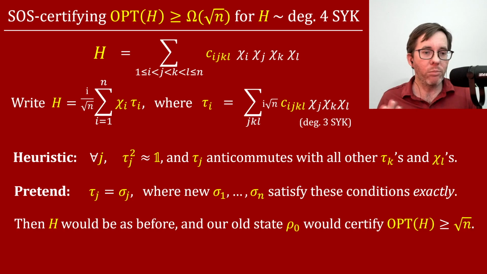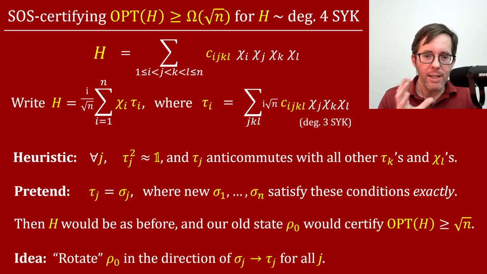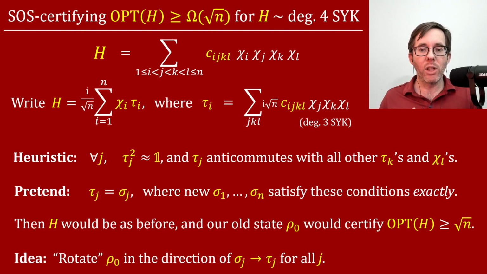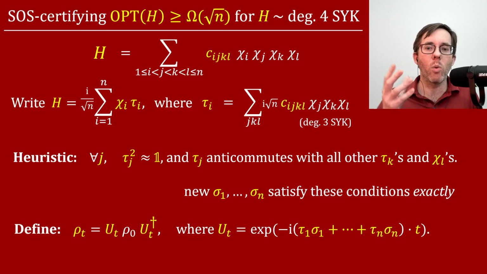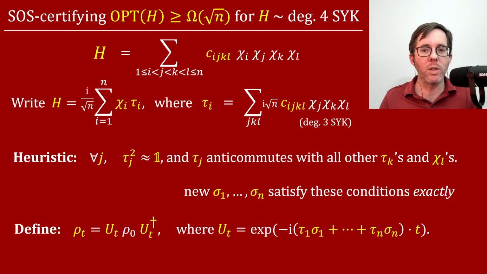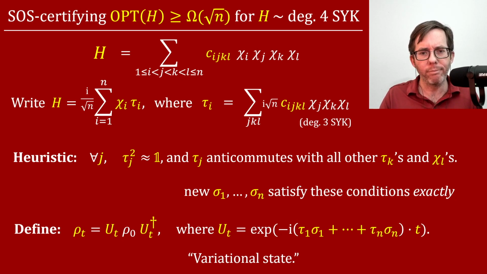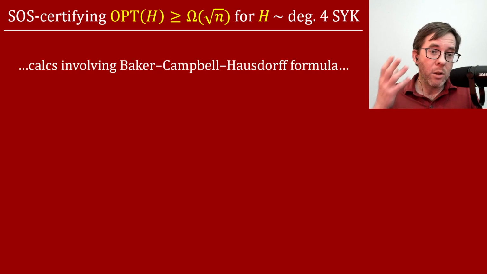Okay, so the problem is the tau j's are not exactly equal to these newly introduced sigma j's. But the idea in this lower bound argument of ours will be to somehow rotate rho 0 in the direction that takes the sigma j's to the tau j's. So what does this actually mean? It means we're going to define rho sub t to be rho 0 conjugated by a unitary u t, where u t evolves the sigmas towards the taus for some amount of time t, and t is going to be a small constant parameter we'll choose later. This idea is known in the physics literature as a variational argument. So that's the rho t we're going to try to use.